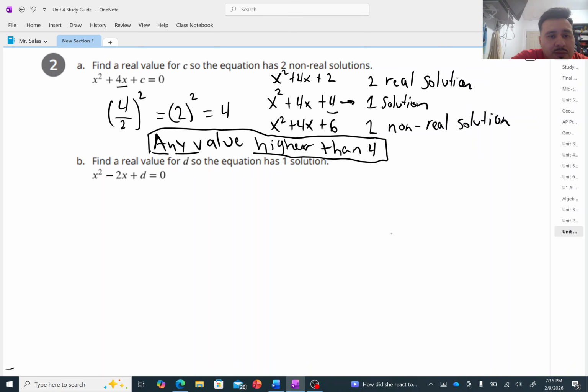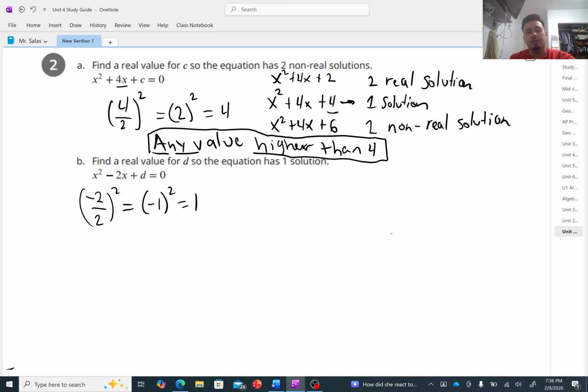So I'm going to go ahead find the perfect square. So I'm going to do -2 divided by 2 squared. And that's going to give me -2 over 2. That's -1 squared, which is equal to +1. So that means the value of D that only will give me one solution is D equals 1.